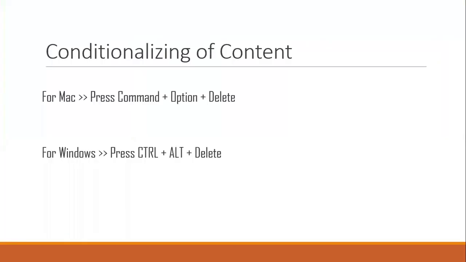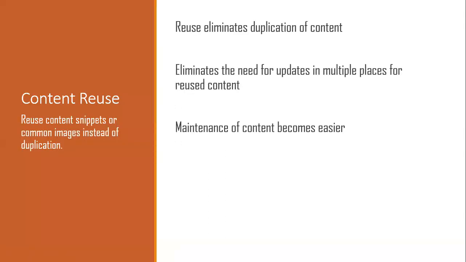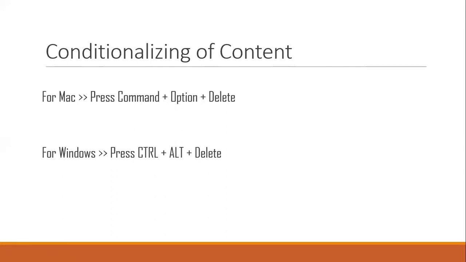Again, for conditionalizing of content, where will it be needed? If you are delivering documentation for a product which works on both Mac as well as Windows, and you want to mention press command option delete in the case of Mac, and the same thing on Windows is control alt delete, and you are documenting this as a procedural step, for that particular step you have to document it twice. For one you add the condition that it's specific for Mac, and for the other you add the condition that it's specific for Windows.